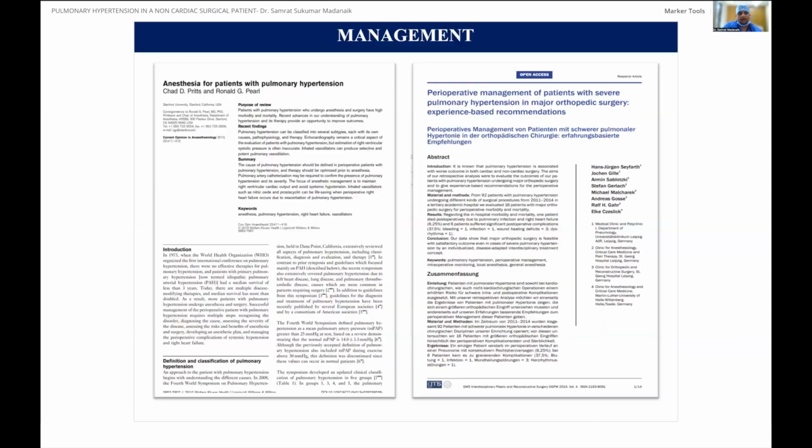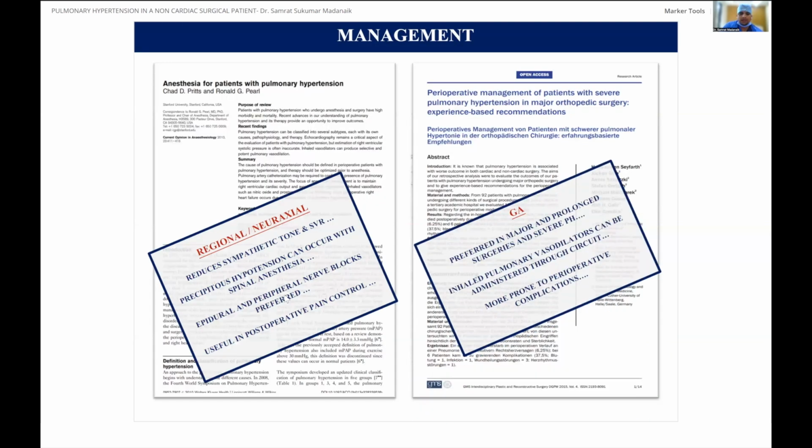So again, if you look at regional and general anesthesia, what the literature says: patients can be subjected either to regional or general anesthesia. There are a few pros and cons with both of these techniques. In regional or neuraxial blocks, usually the sympathetic tone and SVR is reduced. Precipitous hypotension can occur, especially when such patients are subjected to spinal anesthesia. Epidural and peripheral nerve blocks are the preferred modalities, and also these regional or neuraxial blocks can help in postoperative pain control, which is very important in this subset of patients.